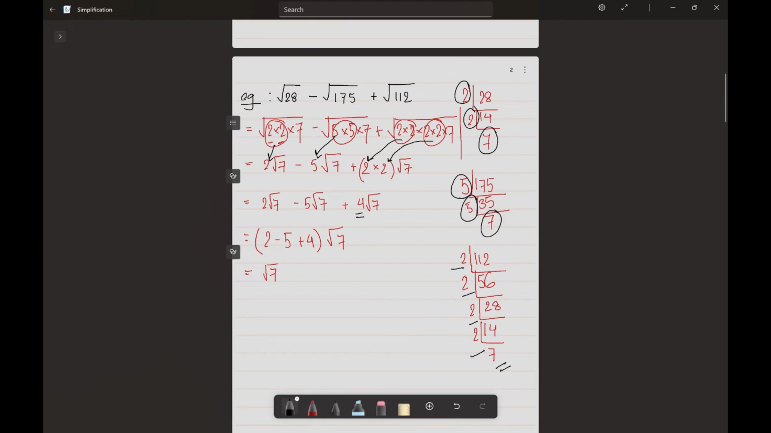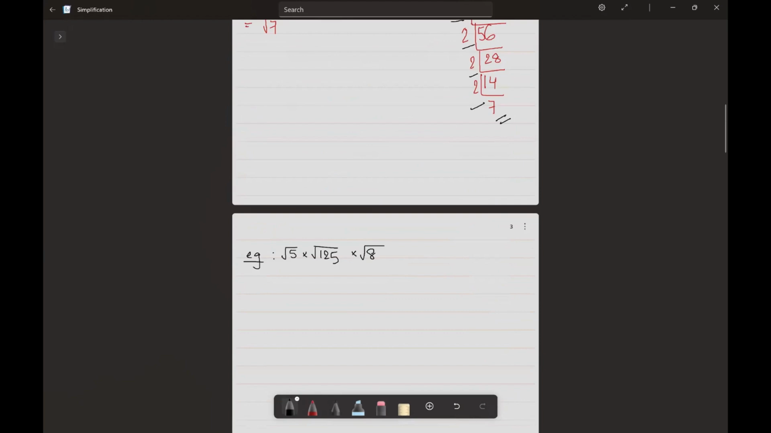Now we will just add them because we have a minus in here, so we need to subtract this 5, and we have a plus in here, so we will add this 4, and we get our answer by simple addition and subtraction. Are we clear? Then let's move to the next one.